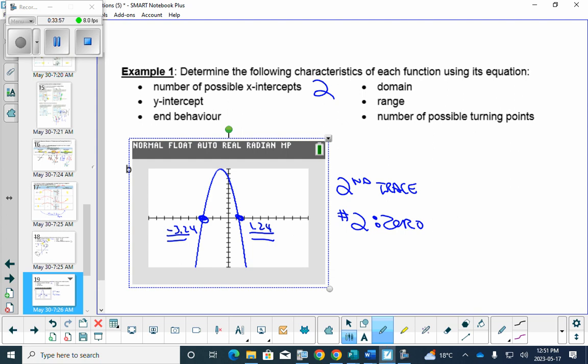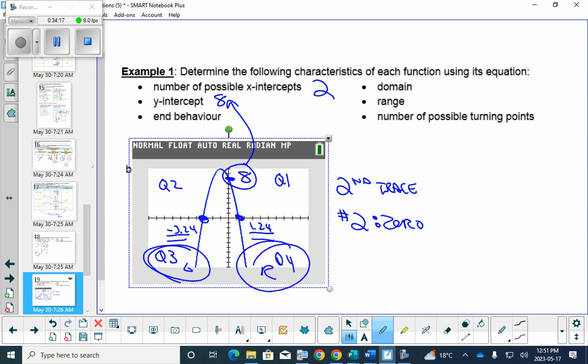Okay, y-intercept. I hid the equation, but the y-intercept is right here. It was the constant term. Okay, so end behavior. The left side is quadrant 3. The right side is quadrant 4. So you go quadrant 3 to quadrant 4. You always go from left to right.